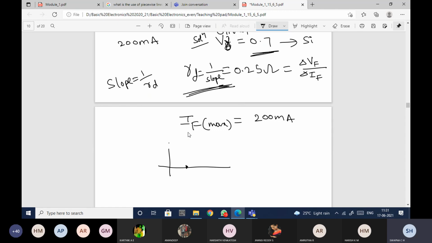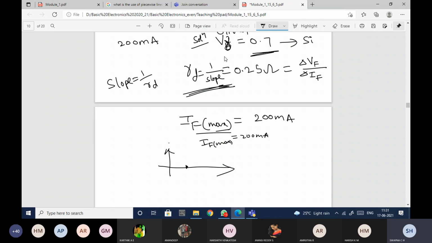And he has given one more point. The maximum current that the diode can withstand is 200 milliamperes. So what I need to do, I need to draw a line from this point to the maximum current, to 200 milliamperes. So this characteristics, whatever I'm constructing, is said to be the piecewise linear characteristics. Are you understanding? Anybody have doubts in what I have told? Please ask me. You want me to explain once again?